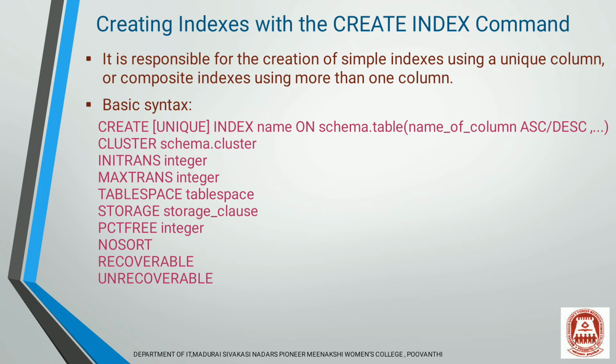If you are going to give more than one column, this is also possible, either in ascending order or descending order, so you can shortlist that. Next, the attributes related to that particular index creation are cluster, initial transaction, maximum transaction, table space, storage, PCT free, no sort, and recoverable and unrecoverable. These are the parameters or arguments associated with that syntax.